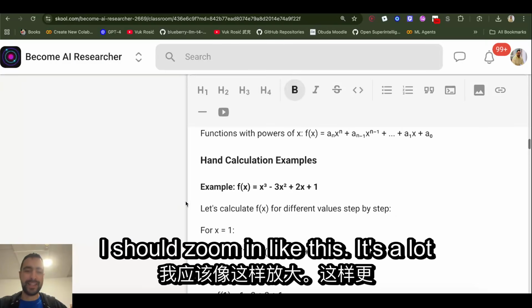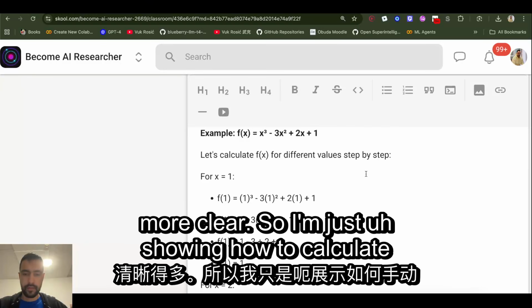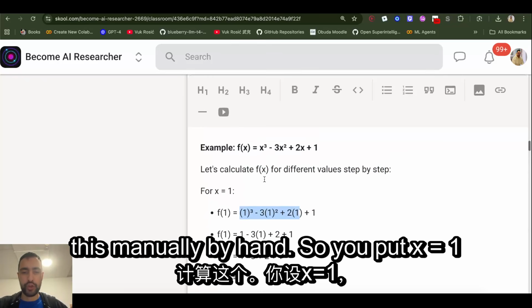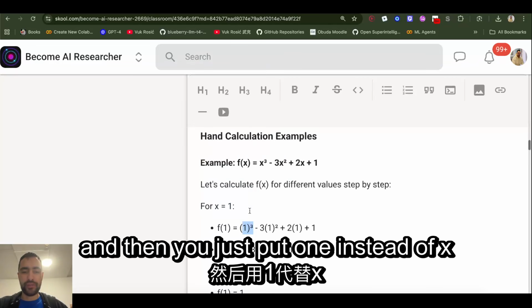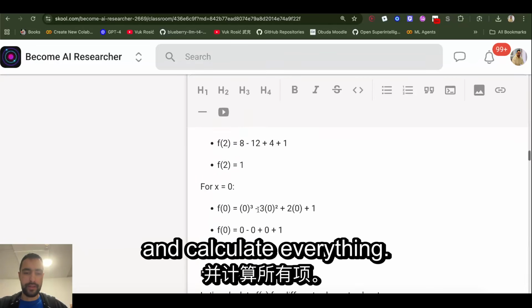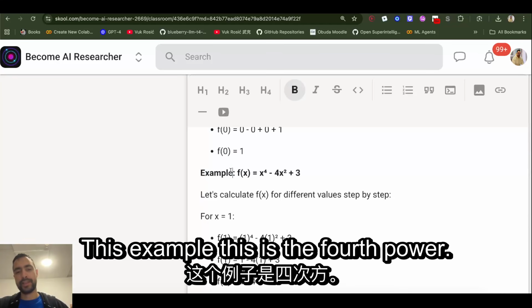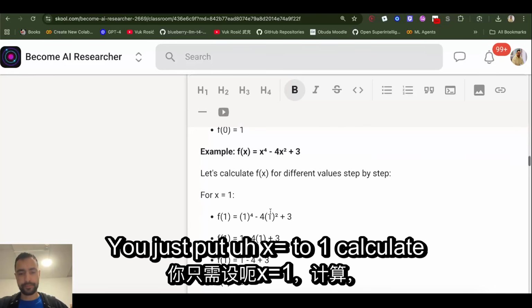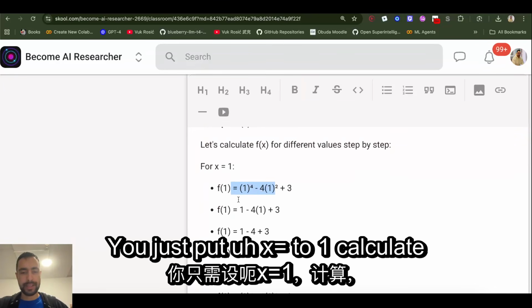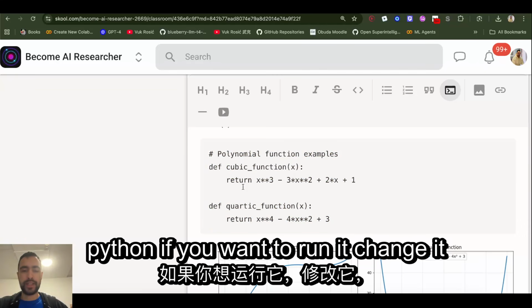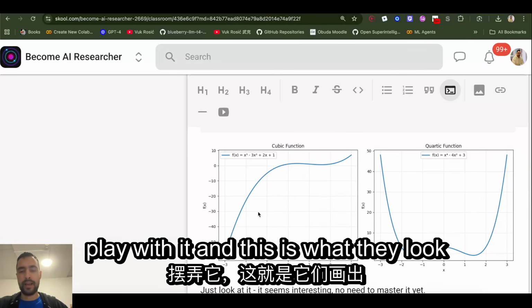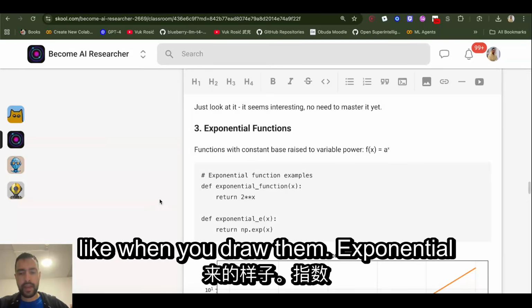I should zoom in like this, it's a lot more clear. So I'm just showing how to calculate this manually by hand. So you put x equals 1, and then you just put 1 instead of x and calculate everything. This example is the fourth power. You just put x equal to 1, calculate. And I wrote these two functions in Python if you want to run it, change it, play with it. And this is what they look like when you draw them.